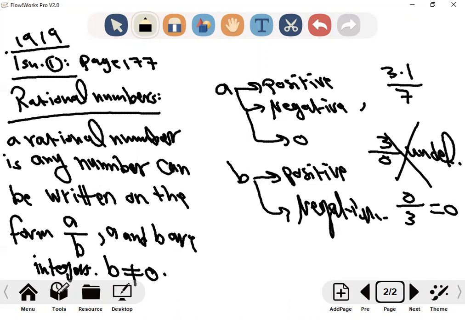Good boy. So again, the rational number, any number can be written on the form A over B. A and B are integers and B cannot be 0. A can be positive integer, negative integer, or what? B can be positive or negative. It cannot be 0. Got it? It cannot be 0. Do you understand the rational number? Yeah.